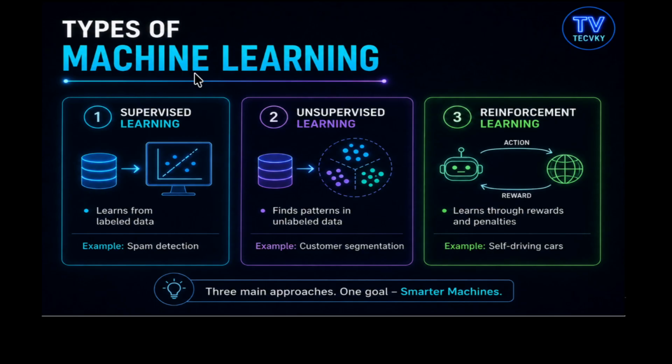Okay, let's discuss types of machine learning. The first type is supervised learning. In this approach, the AI learns from labeled data. This means the training data already contains the correct answers. For example, if we want to train an AI to identify spam emails, we provide emails labeled as spam and not spam. The model learns from these examples and can then classify new emails correctly. Common applications include spam detection, house price prediction, and disease diagnosis.